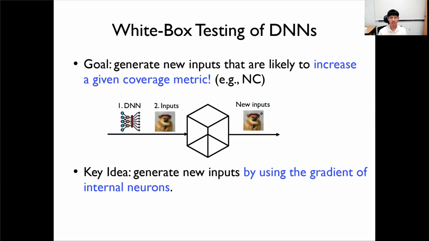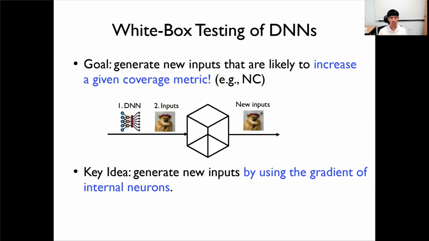Okay, finally, we can discuss this lecture's title, white box testing of DNNs. Like the general goal of testing DNNs, the white box testing method also aims to generate input vectors that are likely to increase a given metric. So this technique takes a deep neural network model and a set of inputs to mutate as input. And then it generates mutated inputs that effectively increase a given metric, such as neuron coverage, in the limited time budget.